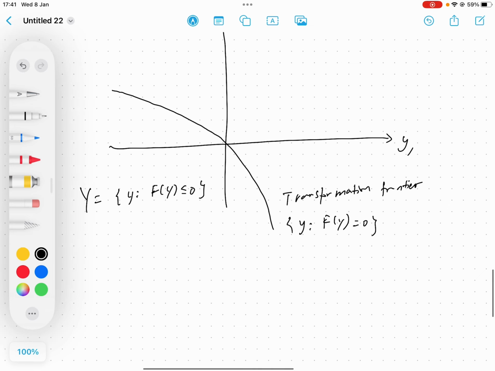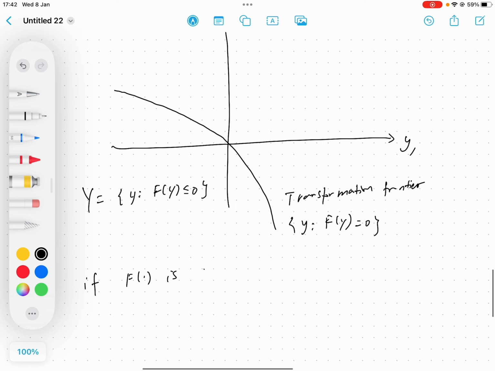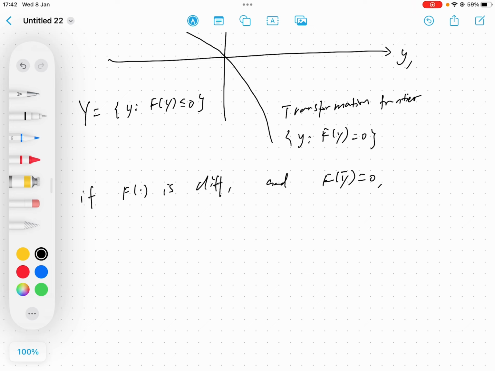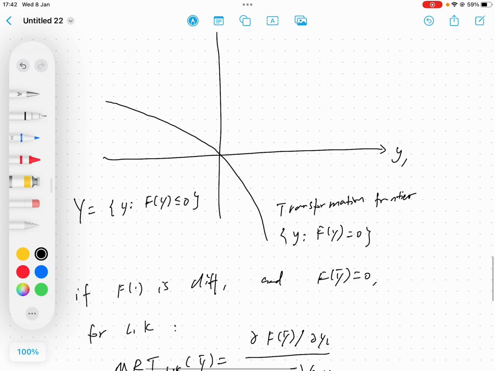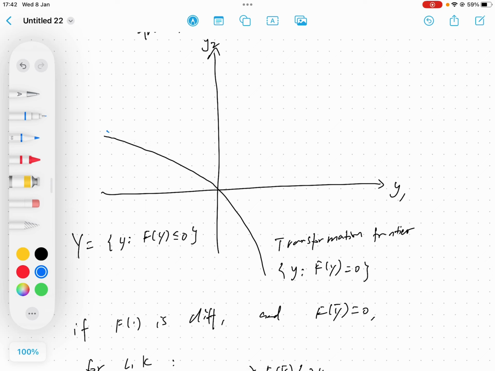So suppose f is differentiable and f(y bar) is 0. Then for some l and k, we have the marginal rate of transformation, MRT_lk at y bar. That's going to be the partial of f with respect to y_l over the partial of f with respect to y_k. So this marginal rate of transformation is going to be, let's have some tangent line.